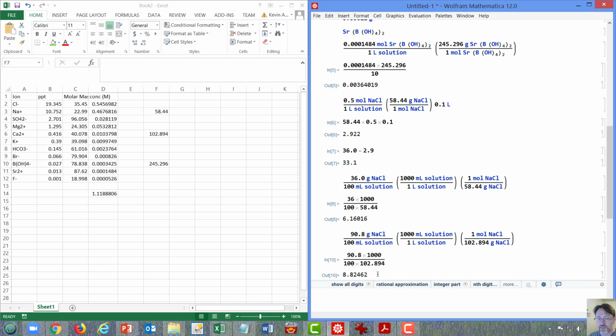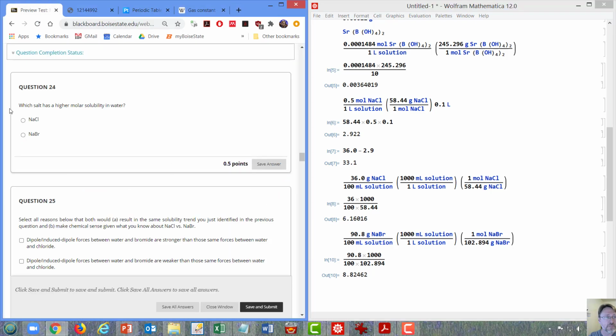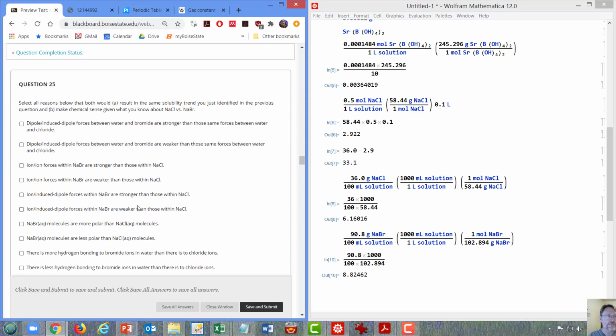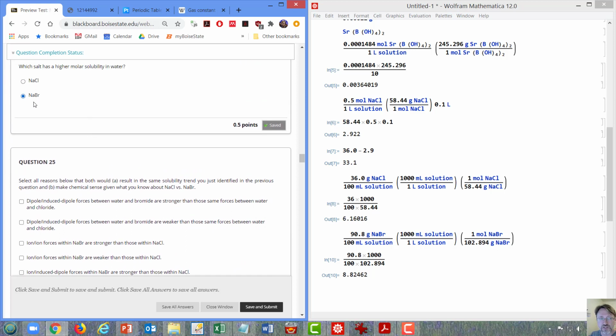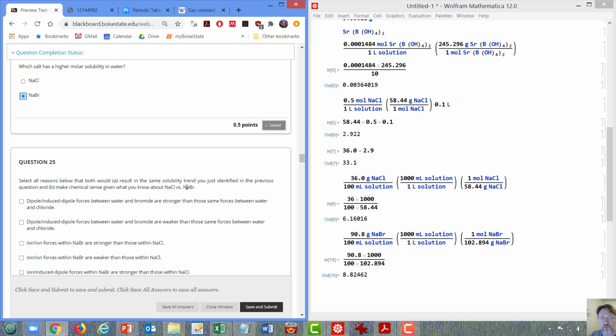So the molar solubility, just to be very clear, it's bromide here. I didn't update that when I did the cut and paste. So the sodium bromide is more soluble in water, has a higher molar solubility. Okay. Select all the reasons that both would result in this solubility trend. Sodium bromide is more soluble than sodium chloride, and makes chemical sense with what we know about sodium chloride versus sodium bromide.